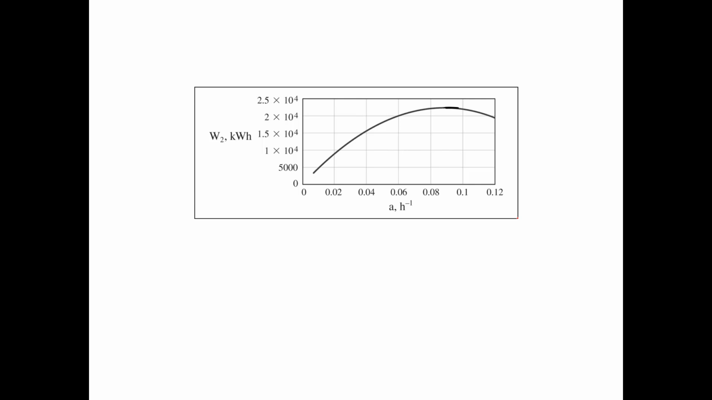Right here, you have a graph that shows the total power you can get in kilowatt hours for protocol 2 as a function of that control parameter. You can see that there's an optimum value that can be used in order to extract the maximum possible power over a period of time.